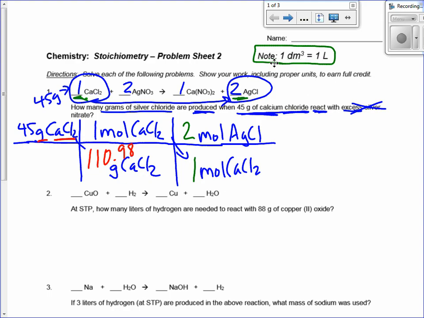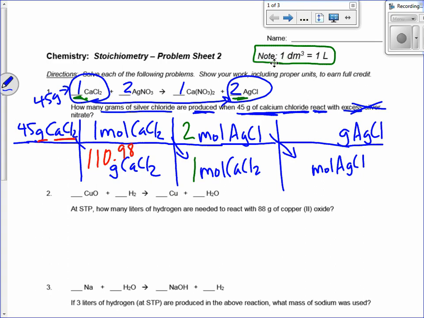Now, this would be good if we could stop here at the mole, but does it want moles of silver chloride? No, it wants grams of silver chloride. So we've got to do one more step. We're going to diagonal down moles of silver chloride, and we're going to go to grams of silver chloride. So, what is the molar mass of silver chloride? Because silver is a pretty heavy atom.